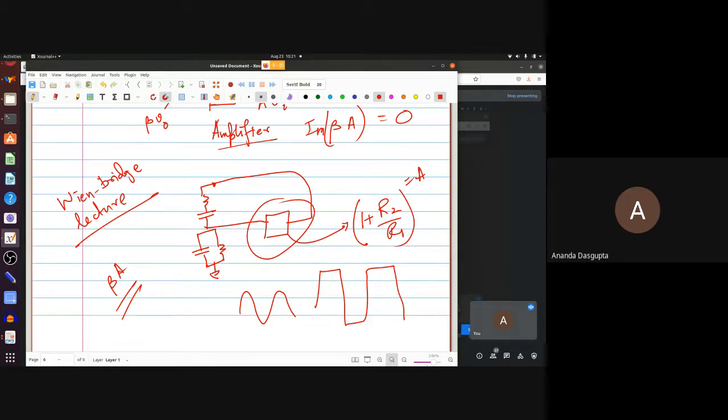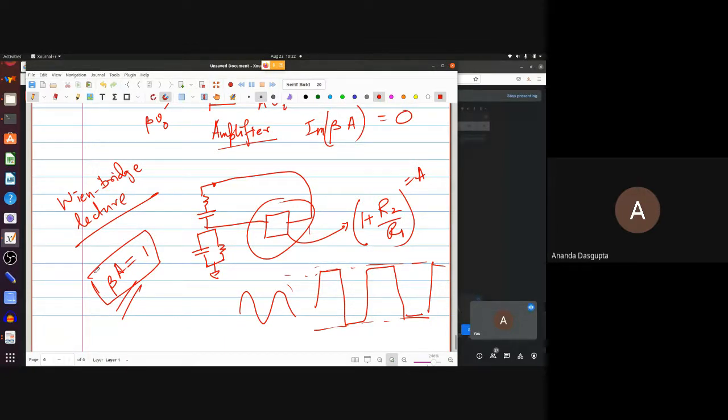Is this clear to everybody? If the output kept on growing, then in principle it would go to infinity, but it can't. Your circuit can't give you more than a particular value, so it will just give you something like this, which will be a periodic oscillation, but not a sinusoidal oscillation. If you want a sinusoidal oscillation, you want to ensure that beta A does not become bigger than 1. You want beta A to be exactly equal to 1, so that it just self-sustains, does not grow.